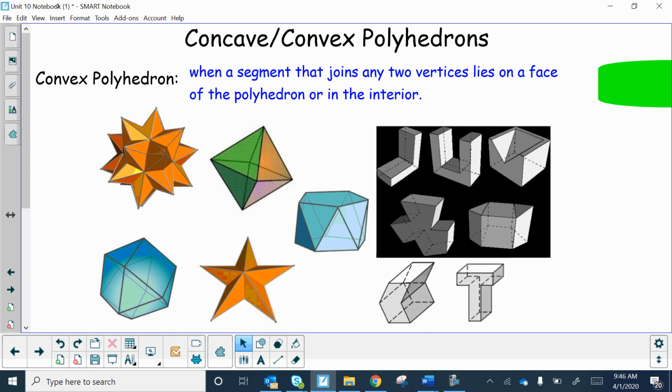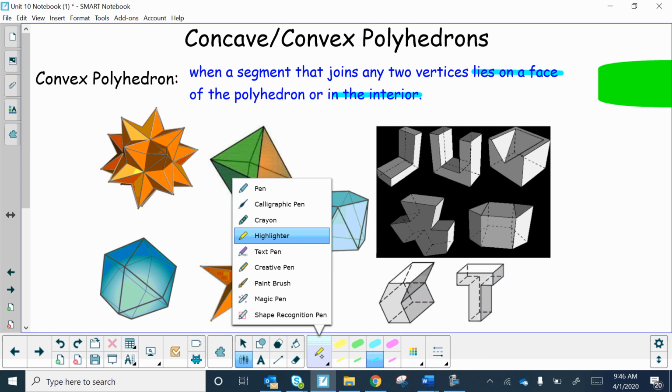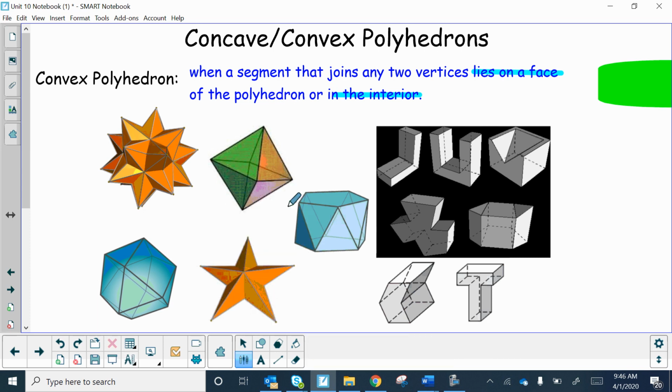So let's identify which ones are convex. Again, if you connect a segment between two vertices, does that segment either lie on a face, or does it lie in the interior? If it doesn't lie on a face or it doesn't lie in the interior, then it's not convex. It would be concave. So let's look at these over here on the left.